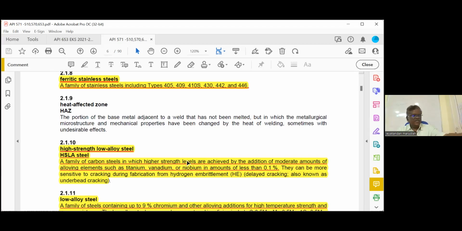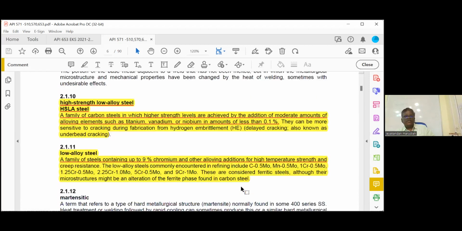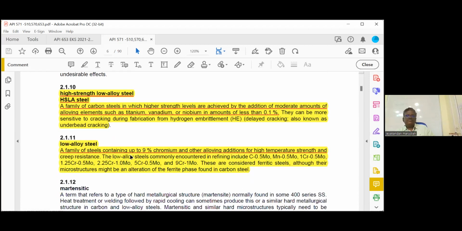Highlight the HSLA steel, high strength low alloy. A family of carbon steel where higher strength is achieved by the addition of moderate amounts of elements such as titanium, vanadium, niobium. Then low alloy steel, a family of steel containing up to 9% chromium and other alloying elements.